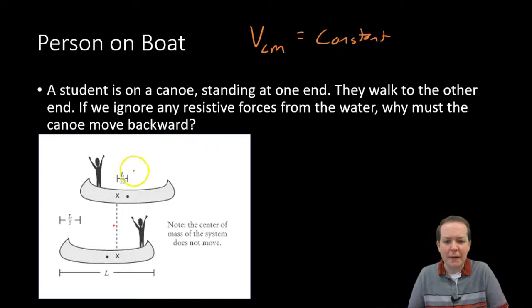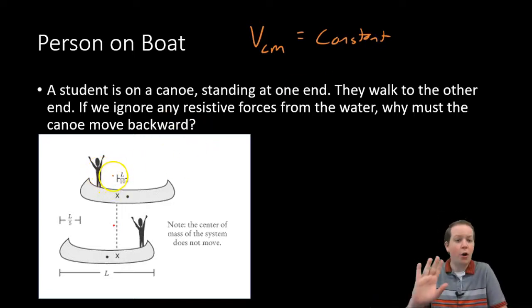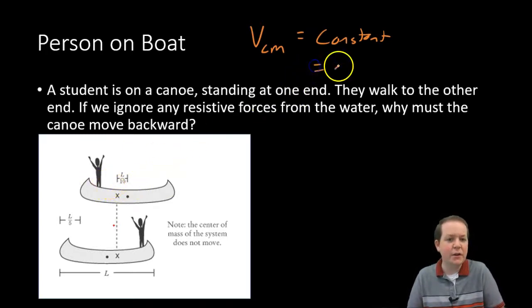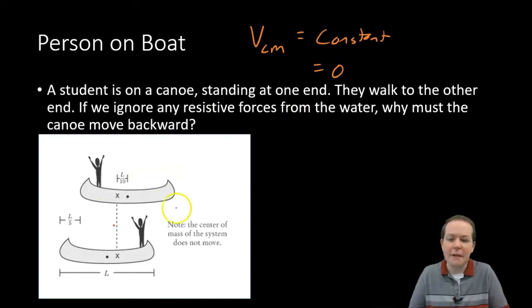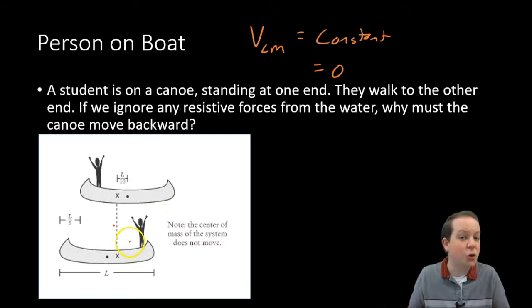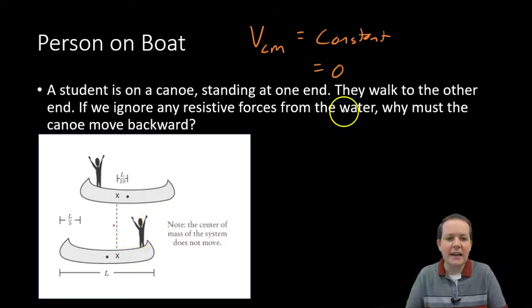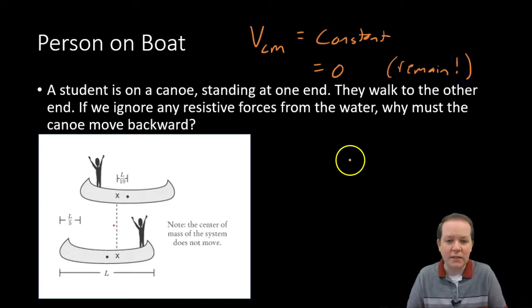Well, at first, if I'm just standing on a canoe at rest on the water, what is the velocity of my center of mass? Nothing's moving right here. So the velocity should be 0. That means even after there's movement taking place, since this is all internal, momentum is conserved, there's no outside forces, the velocity of the center of mass needs to remain at 0. It needs to remain that amount.